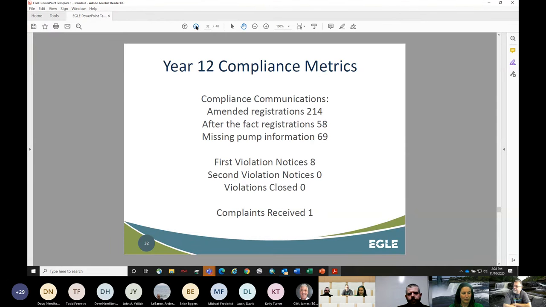And missing pump information: when we come across a well log that doesn't have any pump information. A common example of that would be a horizontal well, where quite often the pump is not installed in the horizontal well at the time it was drilled, and somebody else or the property owner will put a pump in at a later date. So we have to contact the property owner and the well driller and get the missing pump information. So 69 of those. First violation notices, we sent out 8.